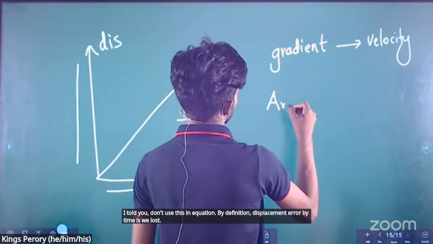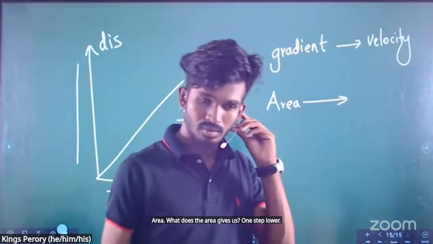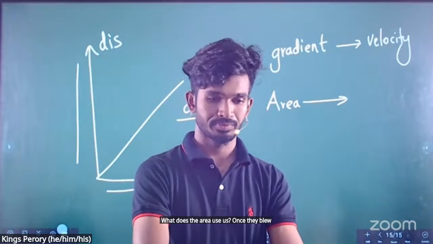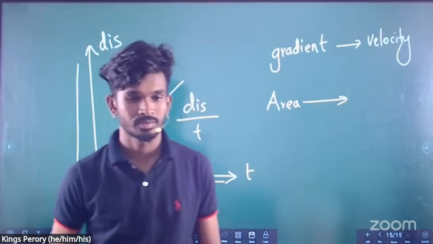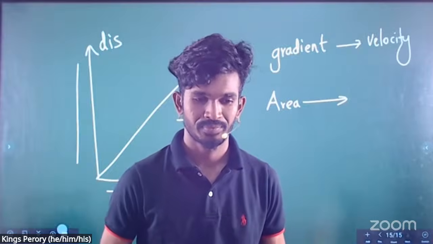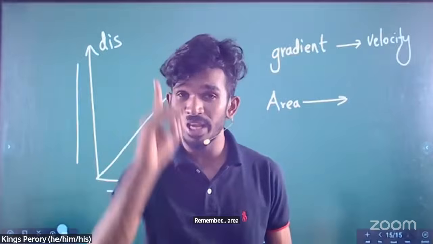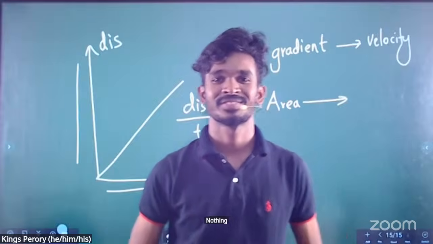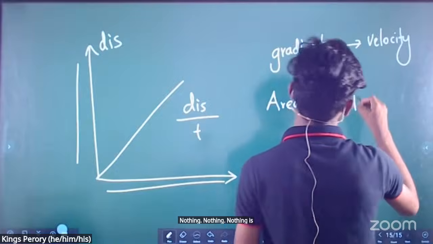Area. What does the area give us? One step lower. What does the area give us? Remember, area of displacement time graph gives us nothing. Nothing is represented by the area.